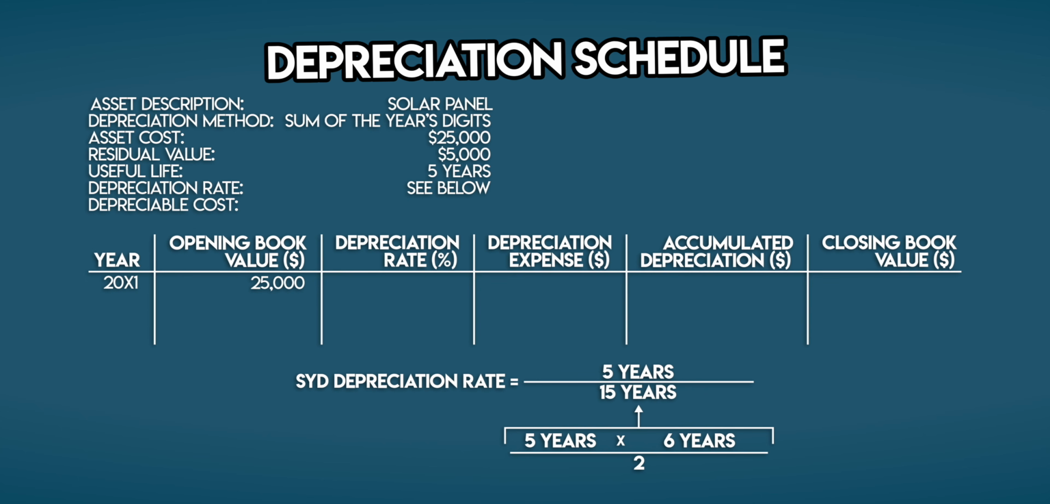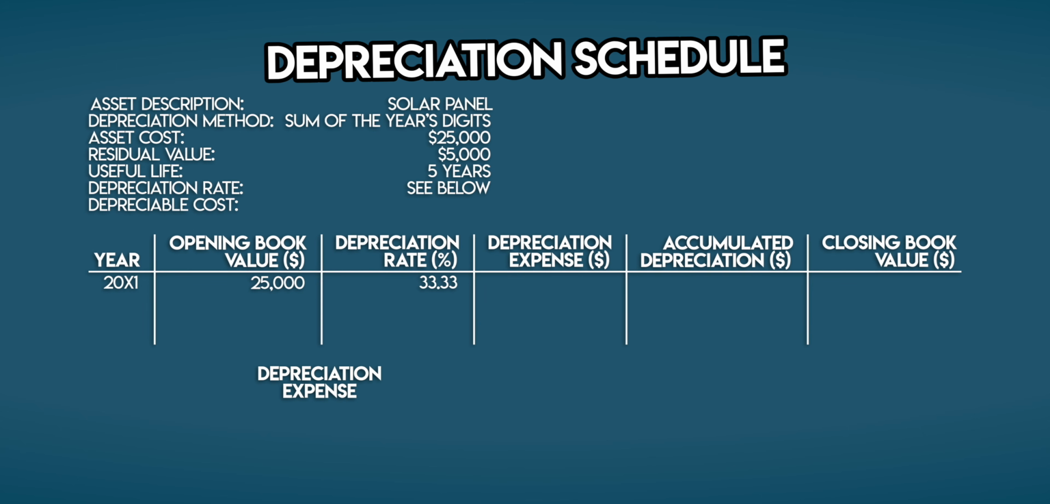Your depreciation rate for year 1 is 5 years, which changes each year, divided by 15 years, which remains the same. This gives us 1/3 or 33.33%. Now let's calculate your depreciation expense. This is your SYD depreciation rate multiplied by your depreciable cost. It represents the amount of your solar panel that you'll write off as an expense to your income statement during the year.